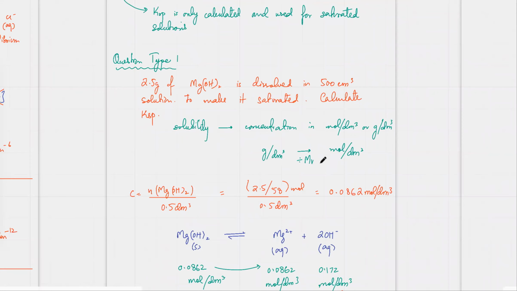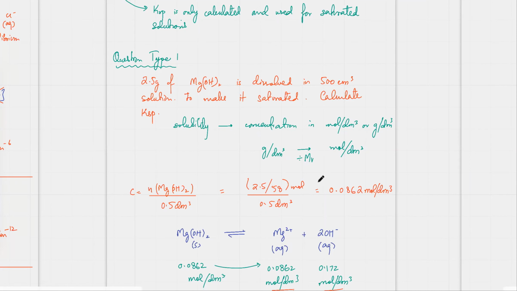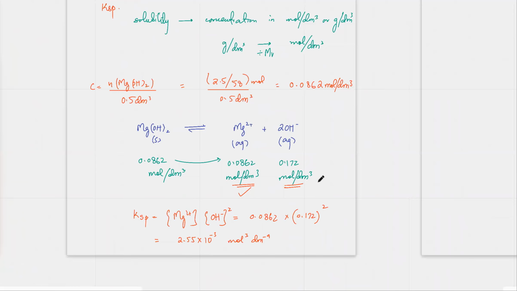So you're going to look for the concentration in the solution in mole per dm cube. Sometimes they use gram per dm cube. Don't get confused if it's gram per dm cube. Just divide by Mr. That will turn into mole per dm cube. So that is how Ksp is calculated.